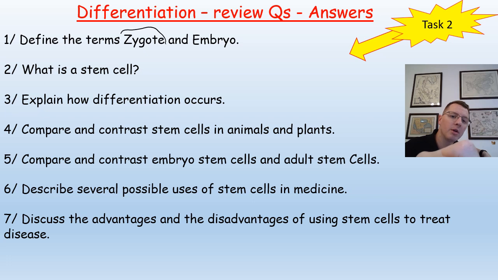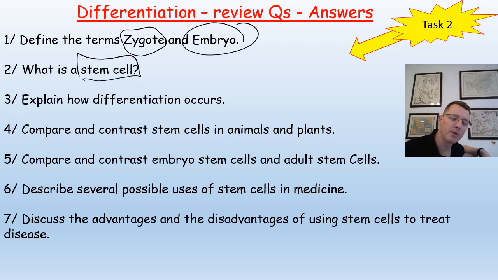Well, a zygote is the cell that is formed after fertilization, when a sperm and an egg cell, when the nucleus from each of those two cells fuses together. And an embryo is a ball of unspecialized stem cells. What is a stem cell? Well, a stem cell is a cell that is unspecialized. It has not yet differentiated and it does not have an adaptation and a particular function.